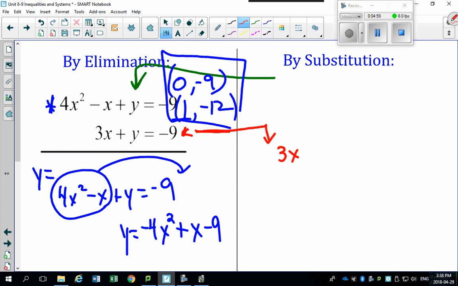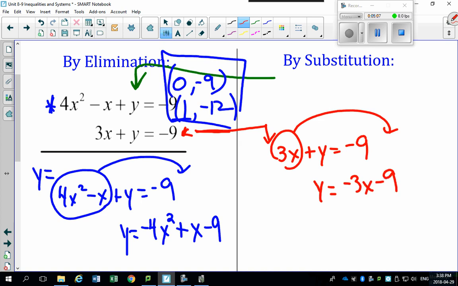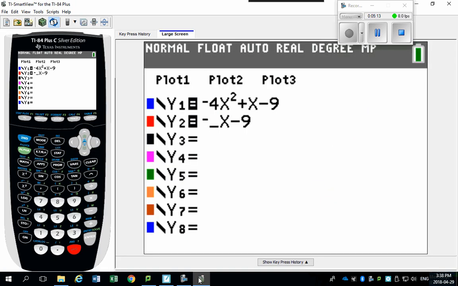Do exactly the same to that. So this is 3x plus y equals negative 9. Bring the 3x over. So you're going to have y equals negative 3x minus 9. Plot those as y1, y2 in your calculator. And I just happen to have them in my calculator already, right there. Then I'm just going to hit graph.